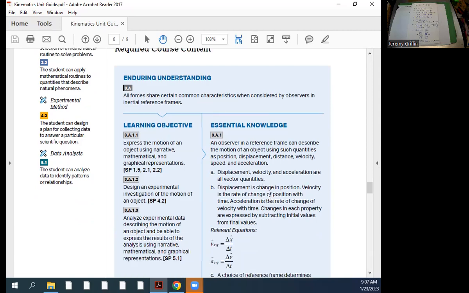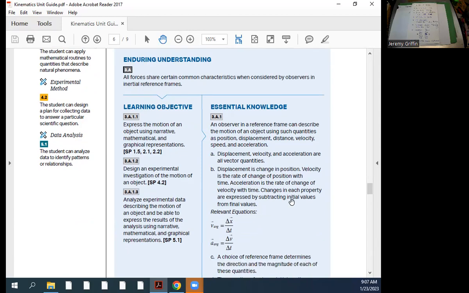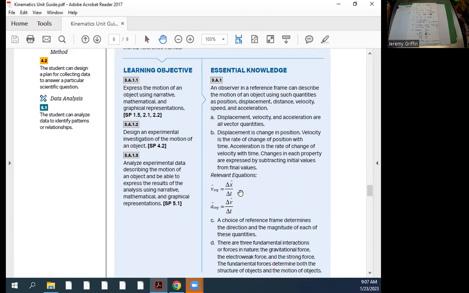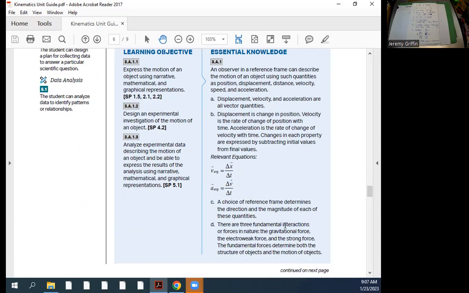Displacement is a change in position. Velocity is a rate of change of position with respect to time. Acceleration is a rate of change of velocity with respect to time. Changes in each property are expressed by subtracting initial from final values. So you can put that in equation form. Velocity is a rate of change of position. Acceleration is a rate of change of velocity. Choice of reference frame determines the direction and magnitude of each of these quantities.